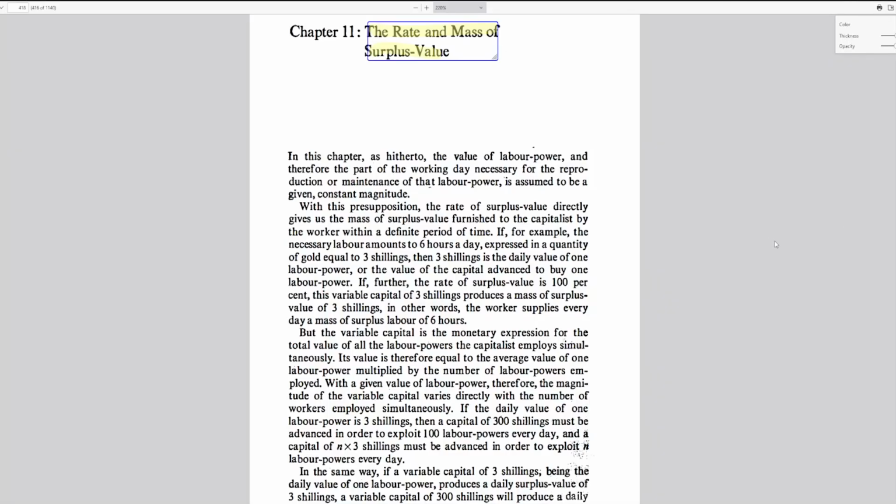All right, so we're going to jump back in here with chapter 11. This is at the end of the section on the production of absolute surplus value, and to recap a little bit, chapter 10, the working day, in relation to absolute surplus value.